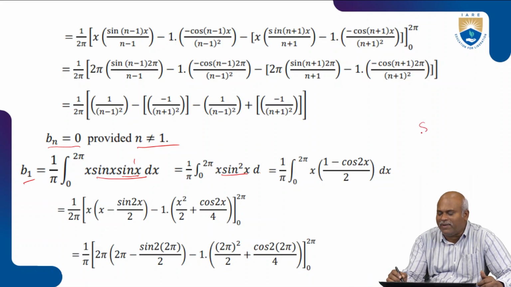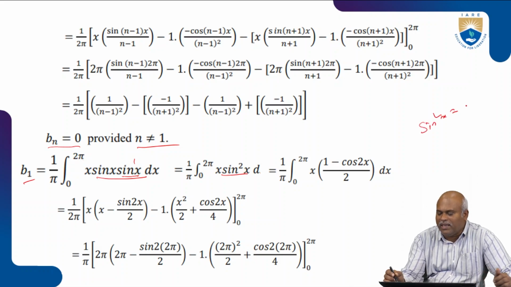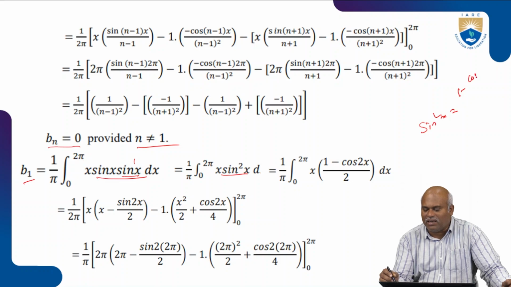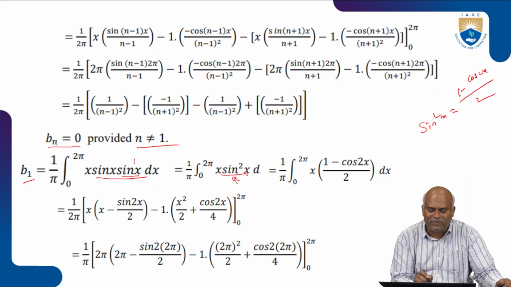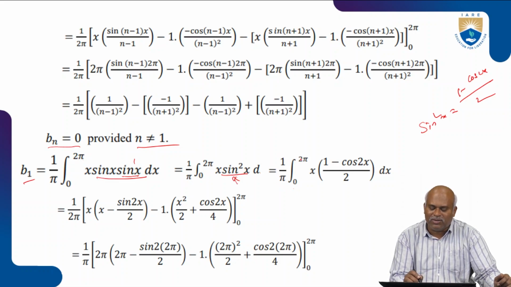Now sin square of x is equal to (1 minus cos 2x) divided by 2. Okay, this formula we may utilize here. So now the integration will be 1 by pi times the integration from 0 to 2 pi of x times (1 minus cos 2x) divided by 2 dx.